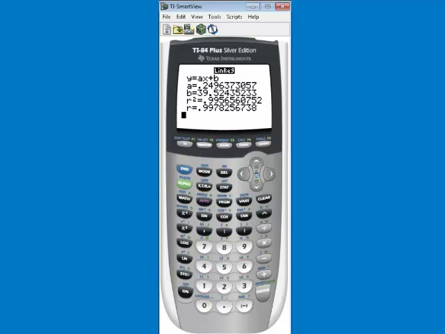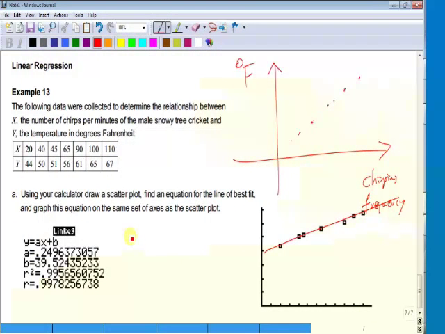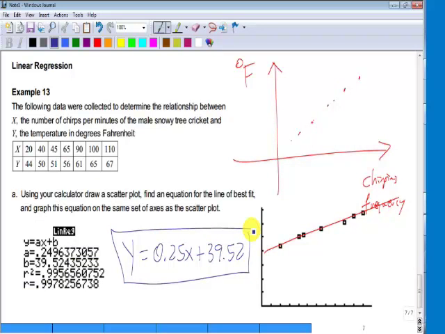All I'm going to ask you for on the test is the equation of this straight line. Y equals 0.25x plus 39.52. That's what I'm looking for here, the equation of the straight line that comes as close as possible to as many of these points as possible. So we don't need the R. No? Don't need the R.